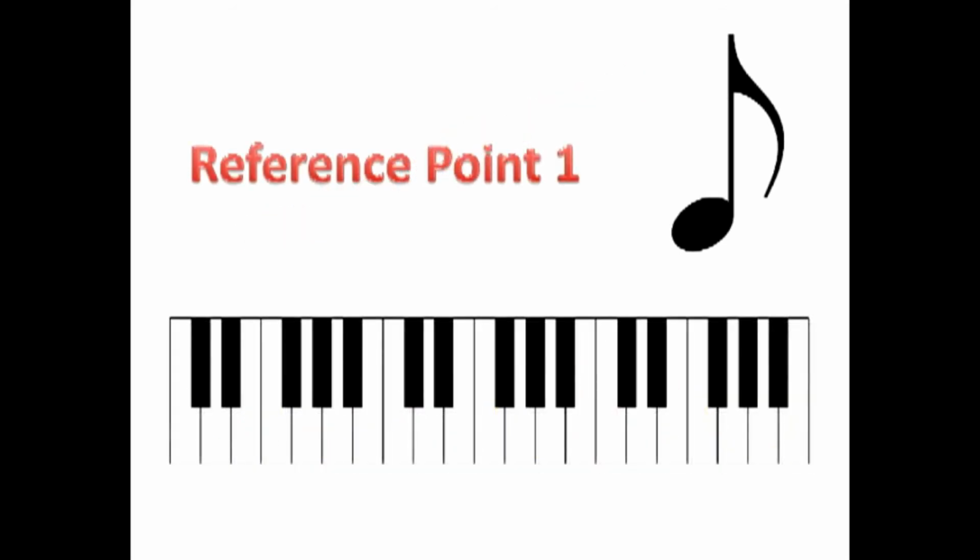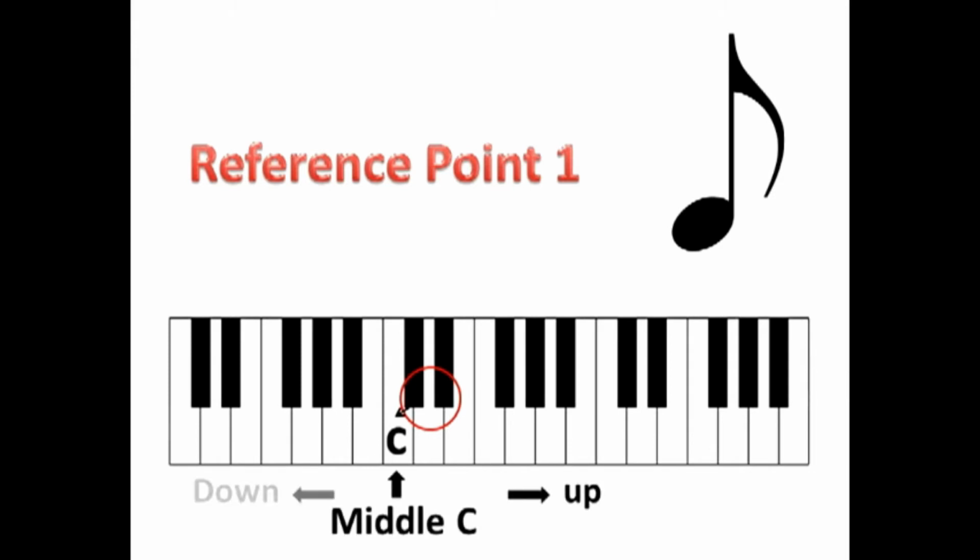The first reference point we are going to use is the pattern of 2 black keys. Find a group of 2 black keys and look to the immediate left of them. The note to the immediate left is the note C. As a matter of fact, when you are sitting at the piano correctly, your body is centered on middle C. Now I should mention by now that right is up the keyboard and left is down the keyboard.